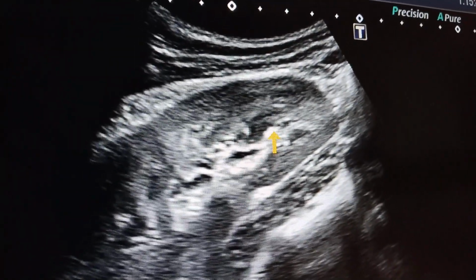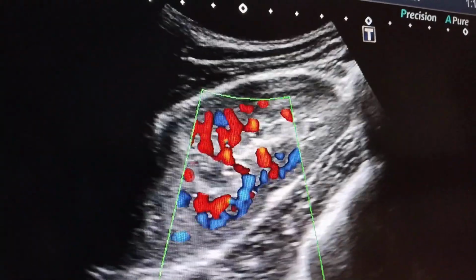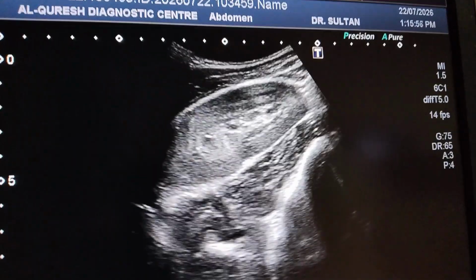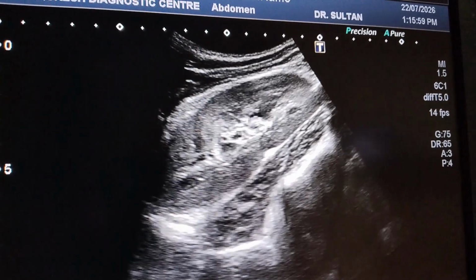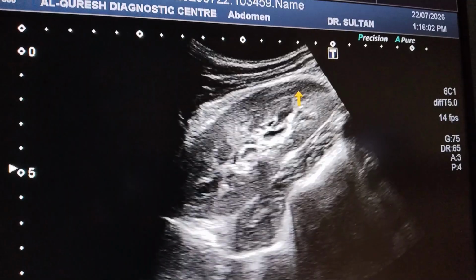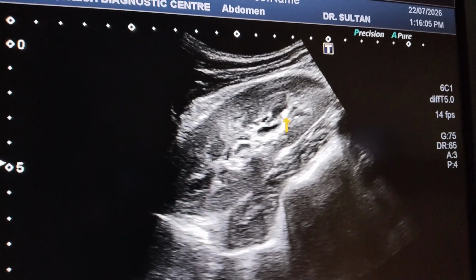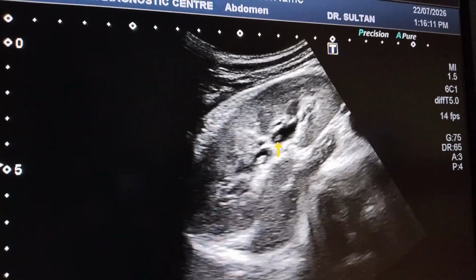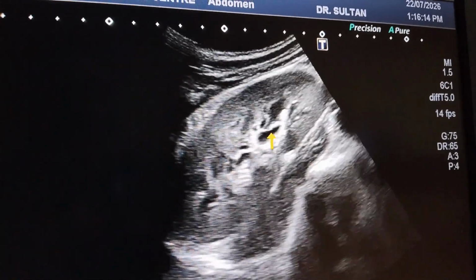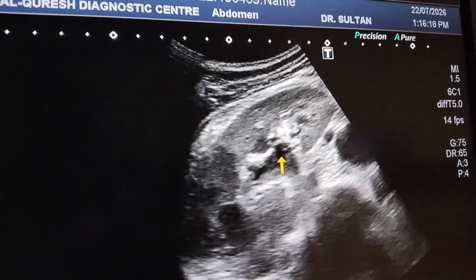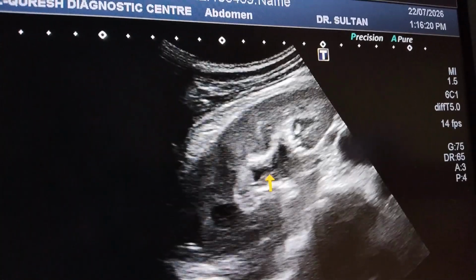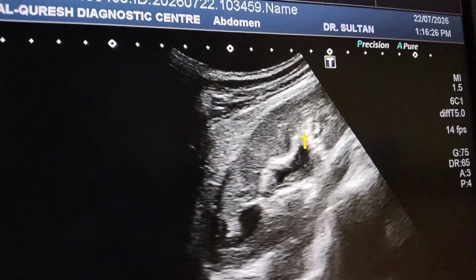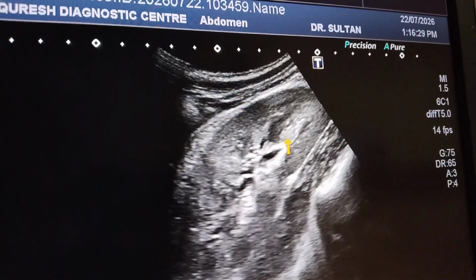So again I am now going to see it in the real image. So we have seen this echogenic focus. Now another, and we can appreciate this black area. It is the calyceal system which is dilated, and this echogenic focus is present in the lower pole calyx, this one.